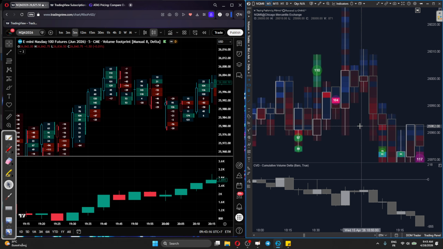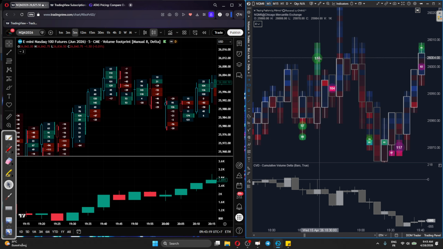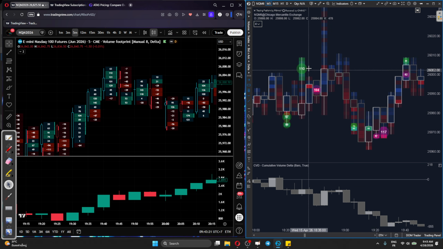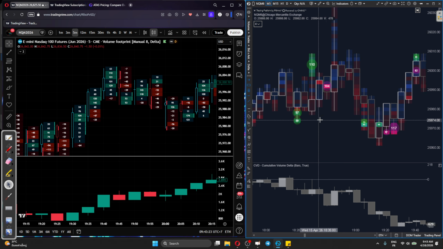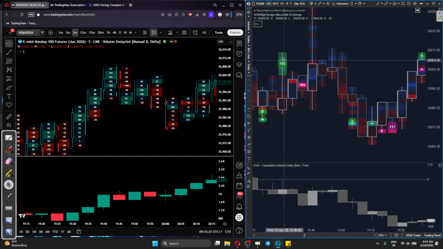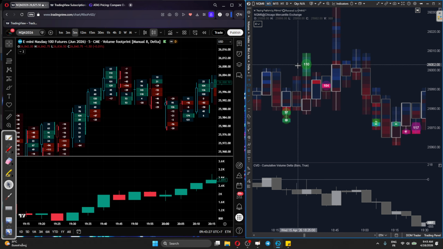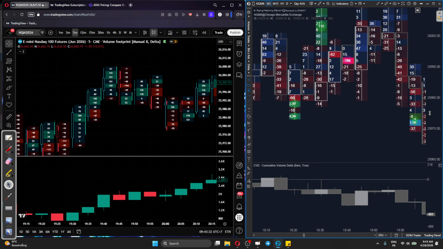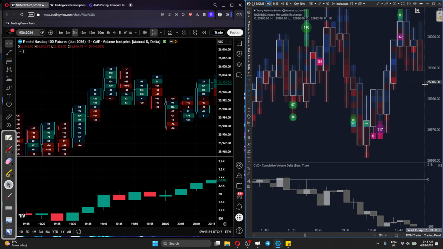You can see that here there was one trader or institution or whatever, it doesn't matter, that literally one actor bought 110 contracts up here. This is a pretty strong indicator.